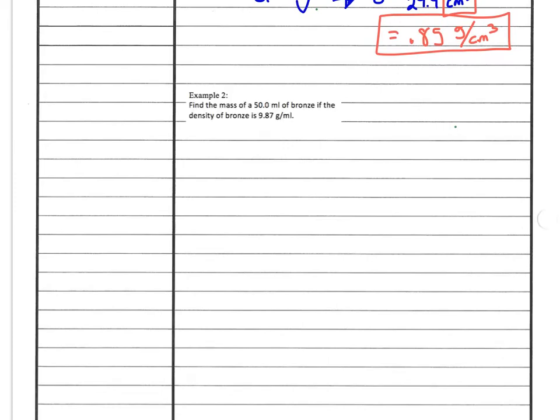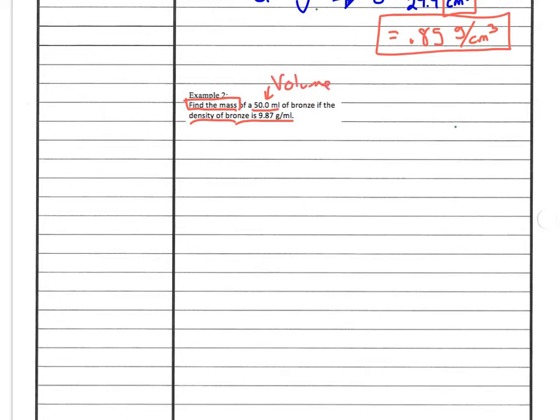So here's example 2. This one, I'm going to read it and mark on it at the same time. Find the mass of a 50 milliliter piece of bronze, if the density of bronze is this right here. Okay, so what we're looking for is the mass, and then we have 2 numbers here. We have density, and we have this milliliters, and it doesn't tell you what it is, but you know that milliliters measures volume.